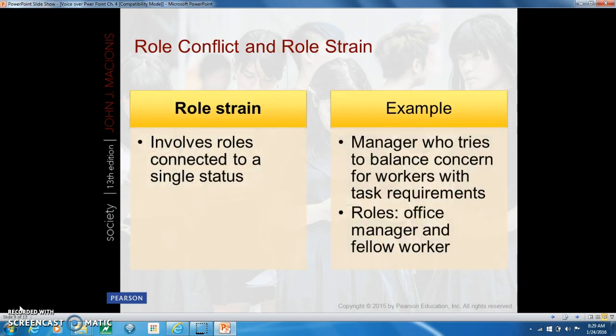Role strain occurs when people experience conflicting demands in an existing role or they cannot meet the expectations of a new role. For example, a supervisor is expected to maintain a harmonious working relationship with his employees, but also has a responsibility of evaluating them once a year. So with role strain, you just can't seem to meet the challenges.